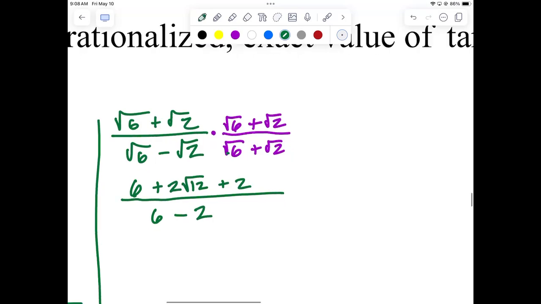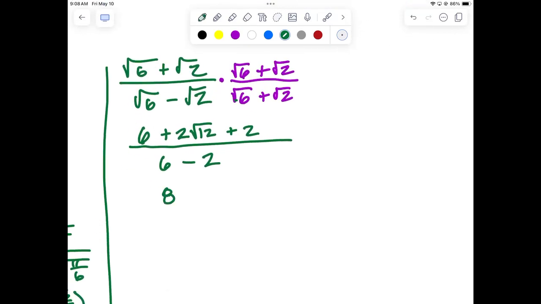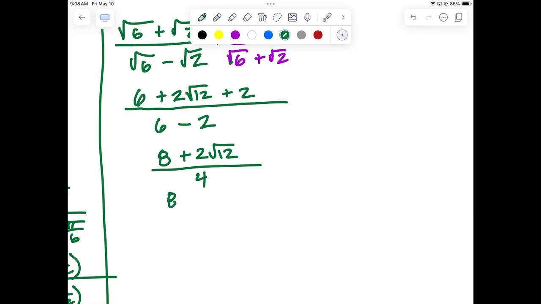Combine like terms. Yeah. So 6 plus 2, that's 8. So we get 8 plus 2 root 12, all over 6 minus 2, which is 4. Can we keep going? Can we keep simplifying? I could break up the fraction. You want to do that? I could call that 8 over 4 plus 2 root 12 over 4, which simplifies to 2 plus root 12 over 4.